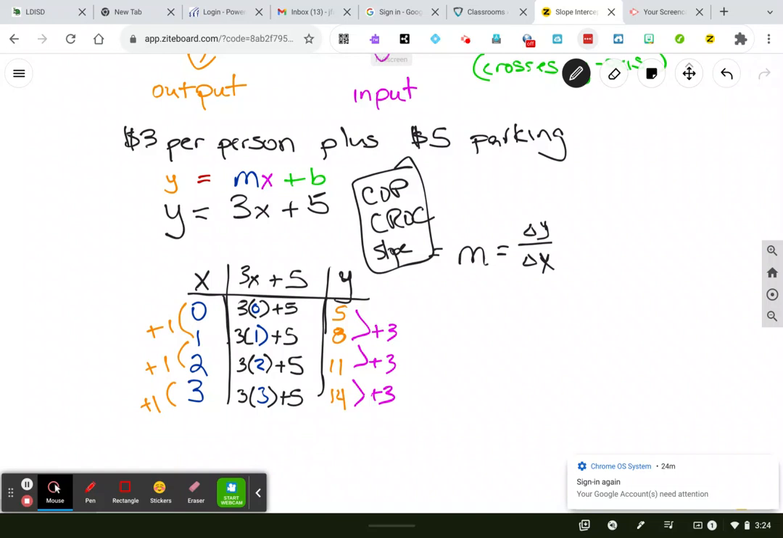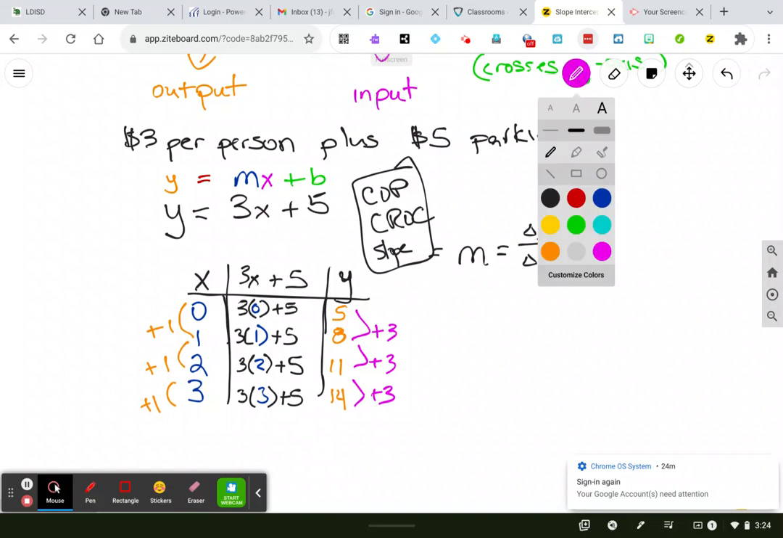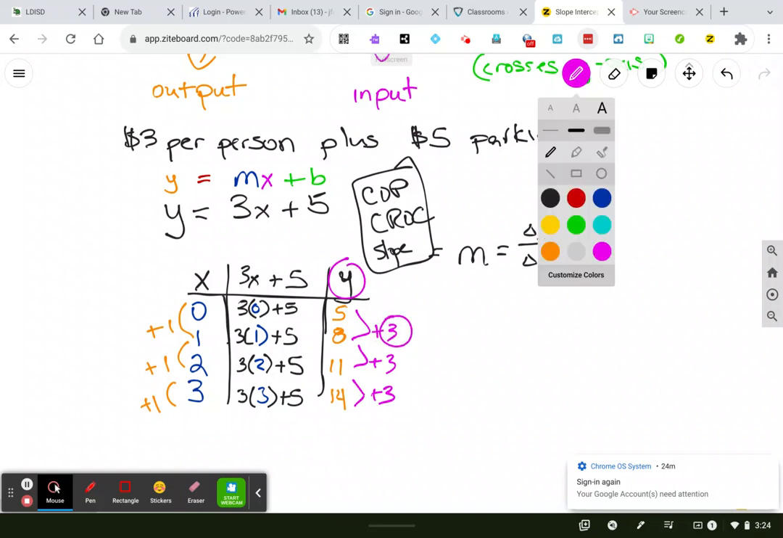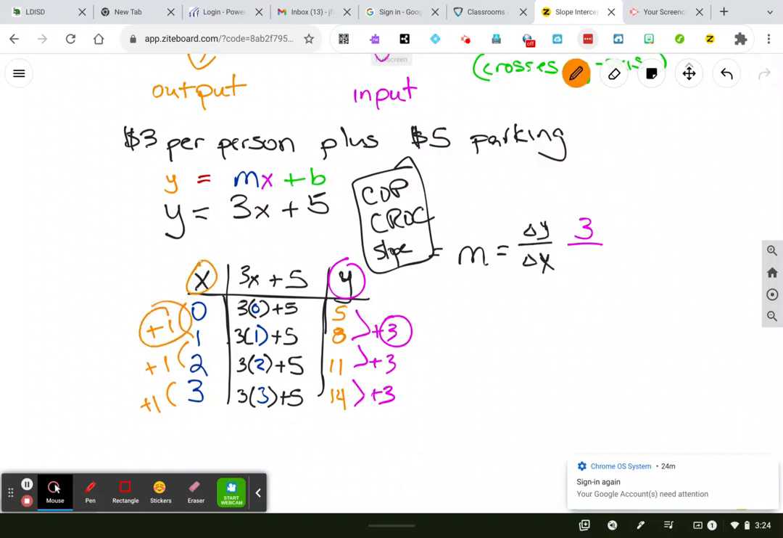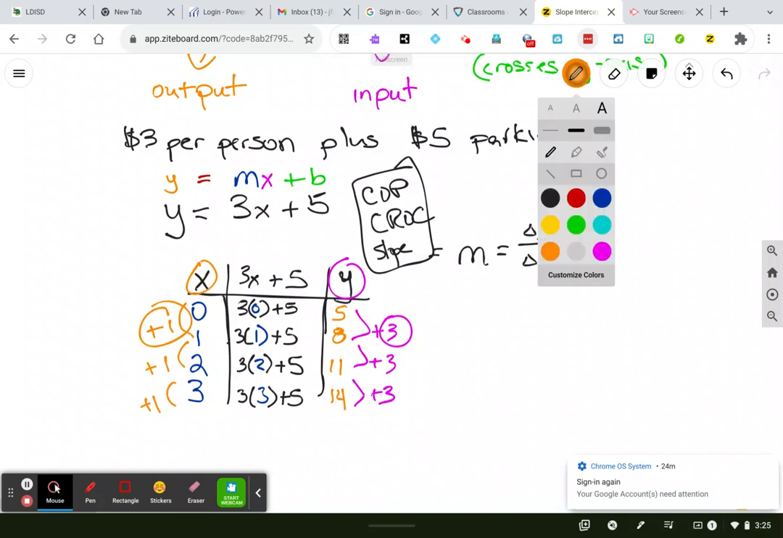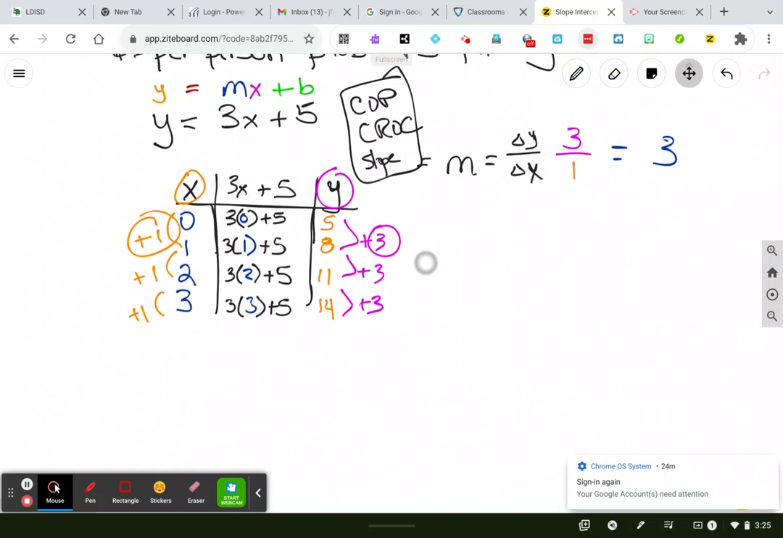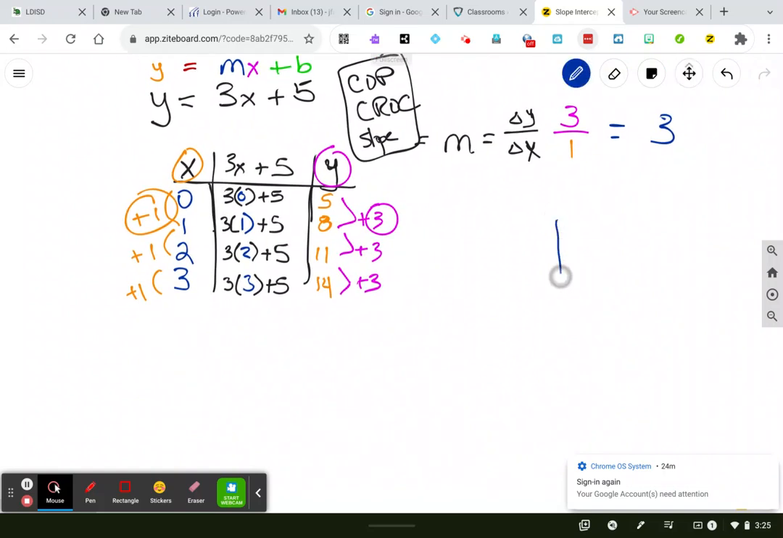So let's take those numbers. And you know that the y is a 3, and you know that the x is a 1. So your constant rate of change is 3. So for every time you add a person, you're going to add 3 more dollars to what you're spending. Now we can go graph that.